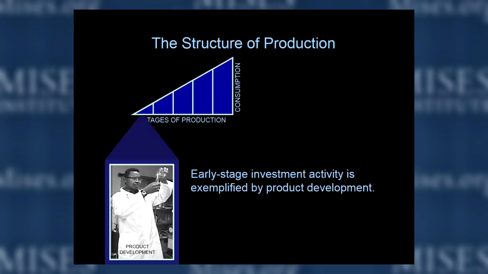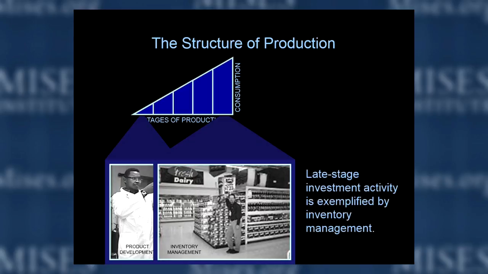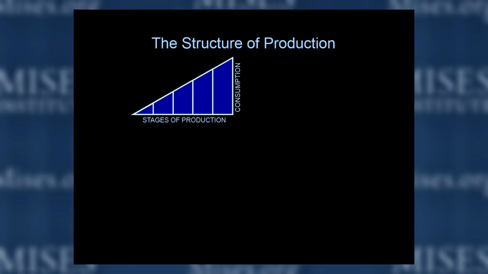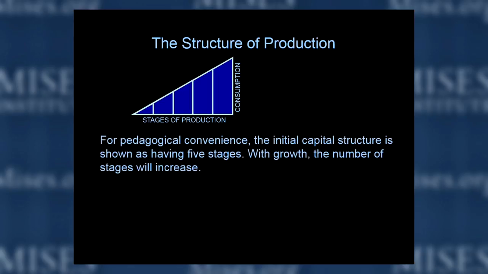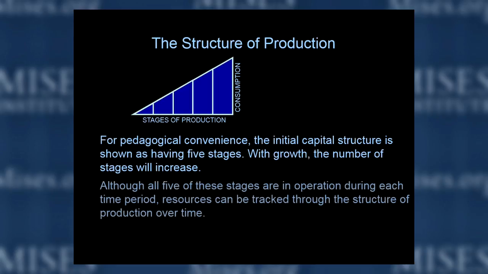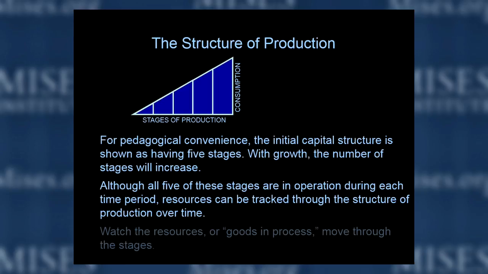So an early-stage process would be something like product development. Looks like that's going on there. And the late stage would be inventory management. The guy needs some customers, actually, but there they are, okay? So late-stage investment activity is exemplified by inventory management. For pedagogical convenience, the initial capital structure is shown as having five stages. Of course, there are lots of stages in a market economy, but we're making do with five here. With growth, though, the number of stages can increase. Although all five of these stages are in operation during each time period, resources can be tracked through the structure of production over time. And we'll see if we can do that.